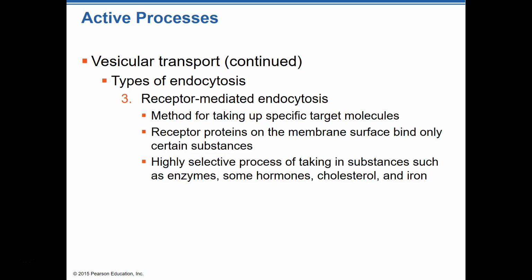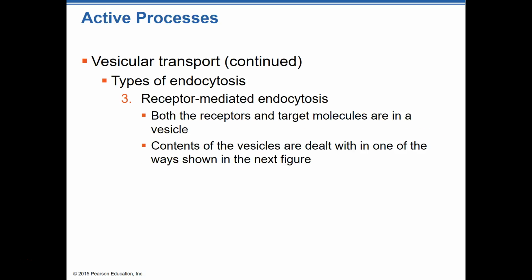It's used to take up specific molecules that are needed, and then there's receptor proteins on the membrane surface that bind to that substance. So we have a protein on the outside of the membrane, something that comes by that the cell needs. That protein latches onto it, holds onto it. It's pitted in and it's brought into the cell and then utilized for creating something, usually such as enzymes or hormones. Sometimes cholesterol and iron are brought in that way.